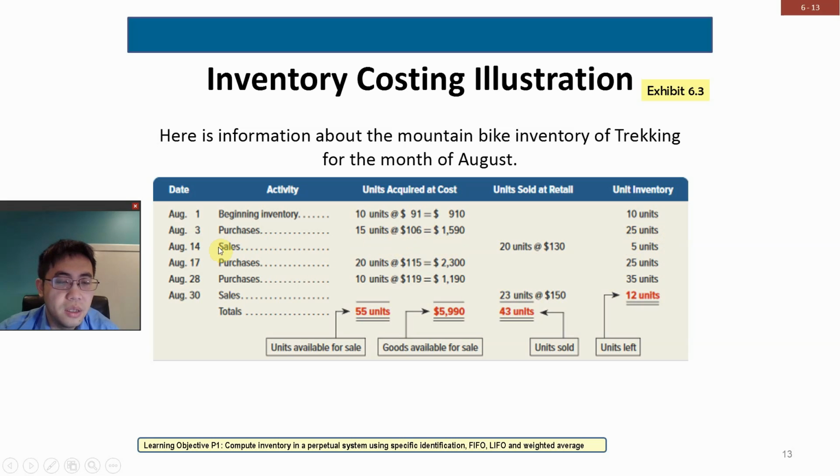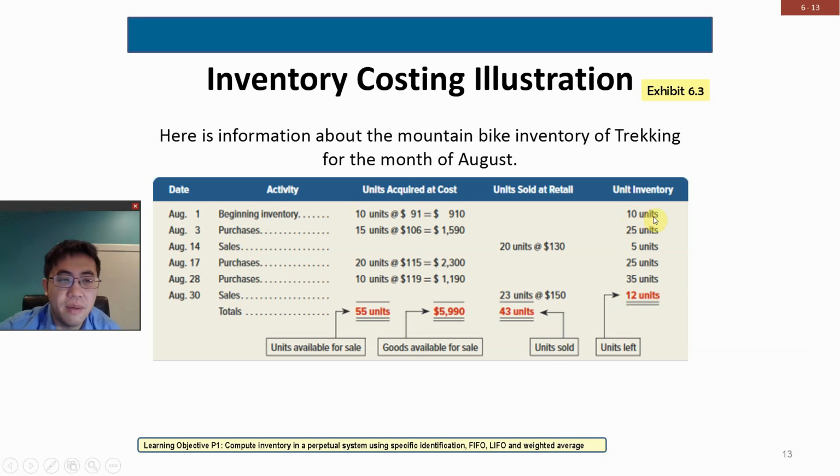And then on the 14th, you make a sale. You sell 20 units. So the price is 130. So basically, after 20 units are gone, your remaining inventory is left at 5 units. And then you make 2 consecutive purchases right there. You have 20 units purchased on the 17th and 10 on the 18th. They are all at different prices, and you can get the total cost easily just by multiplying units by cost. And then you will also have more and more inventory after these 2 purchases. And then on the 30th, you will sell 23 units of it at a $150 price. So the remaining inventory will be 12.